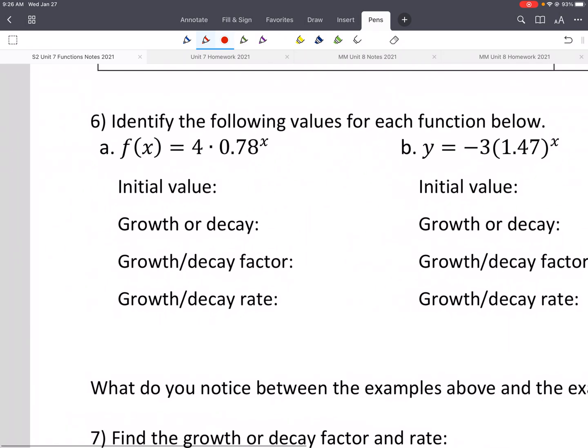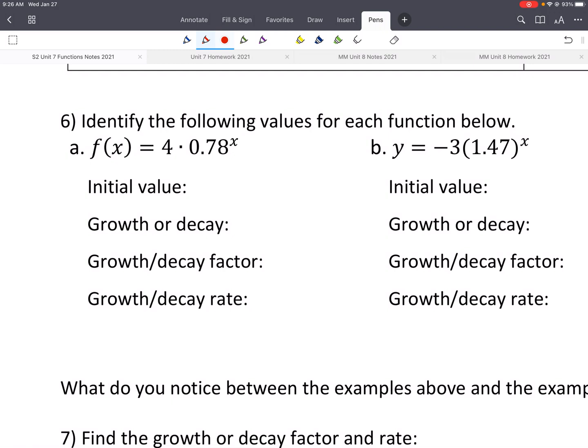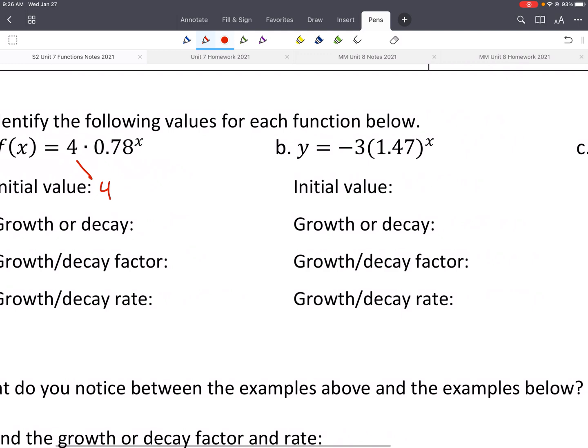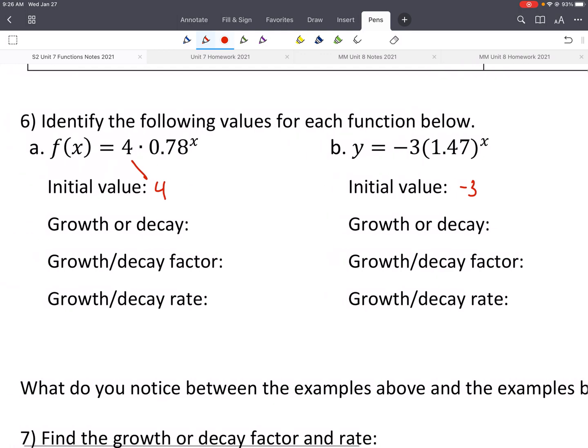So let's do a couple examples of that. Here, initial value, we have 4. And you could do all those really quick. Growth or decay? Here I just want you to circle if it's growth or decay. Here it's decay because it's less than 1.